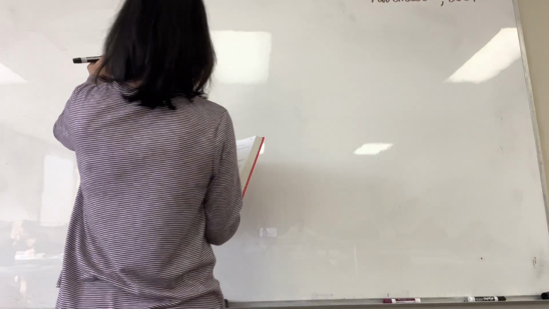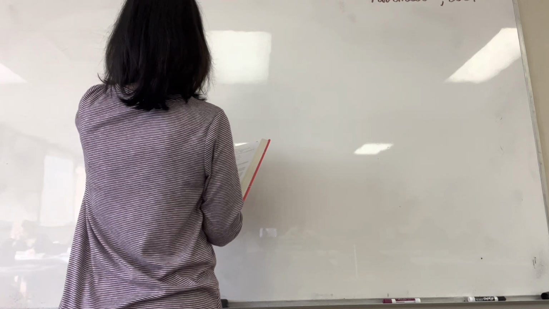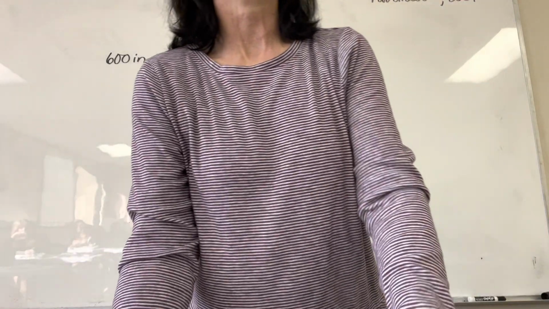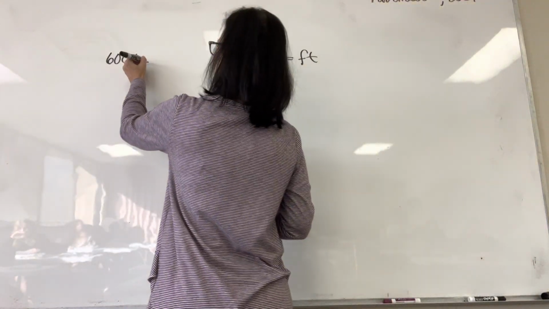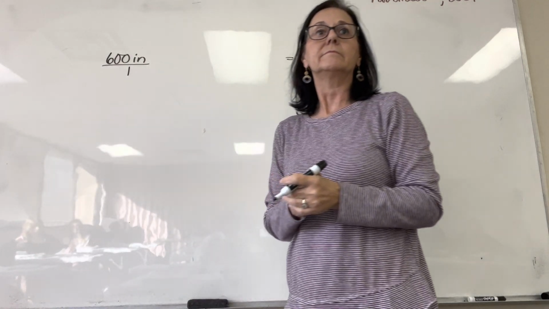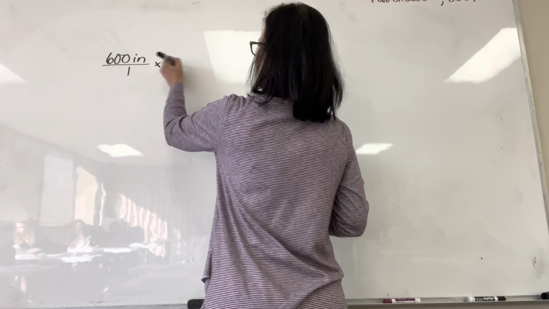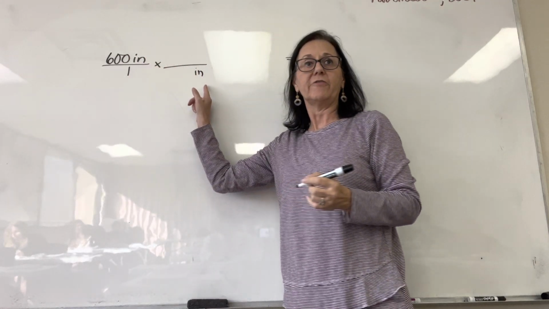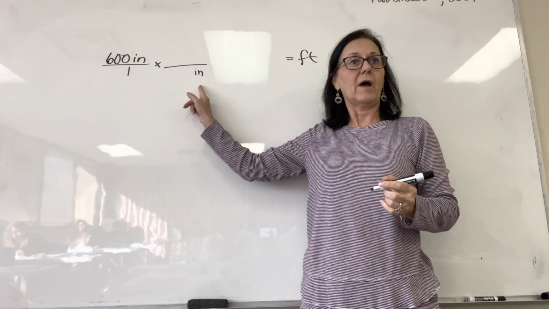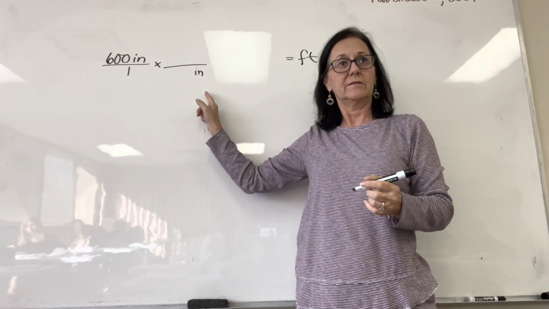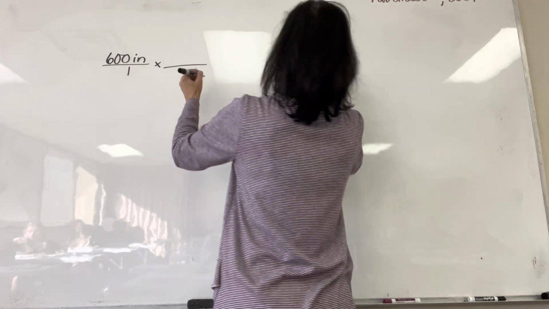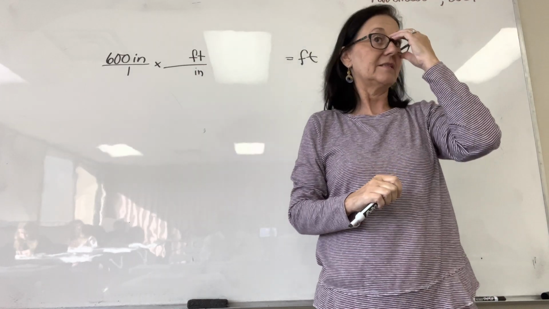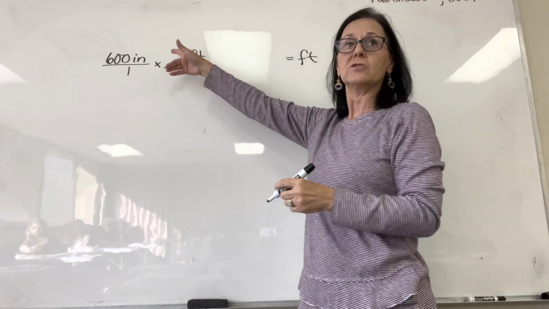We're going to change 600 inches to feet. Okay, guys, this is what is so important. This is as though it's over 1. I want to eliminate inches, so inches has to be in the denominator for me to eliminate it, because I can simplify crisscross. And I want to end up with feet, so feet will be in the numerator. See, it makes sense.